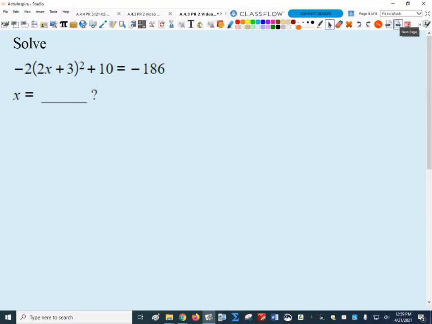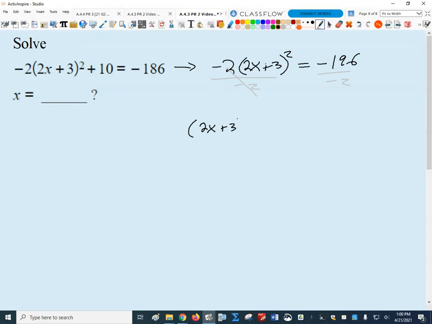Okay, last one. Let's just do one more together here, then I'm going to let you guys work. What's the first step here? Subtract 10. Okay, good. And I think you folks are getting the hang of this. So we get minus 2 times the quantity 2x plus 3 squared equals negative 196. Now what? Okay, so we get the quantity 2x plus 3 squared equals negative divided by negative is positive, so I get positive 98. Square root it.